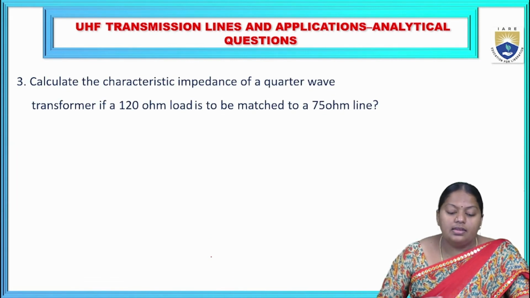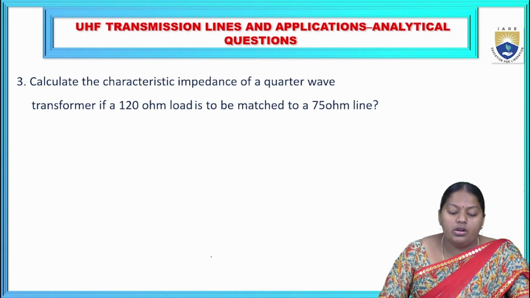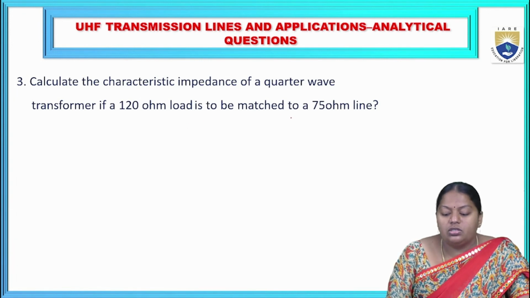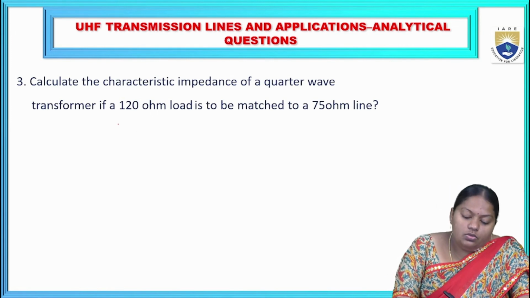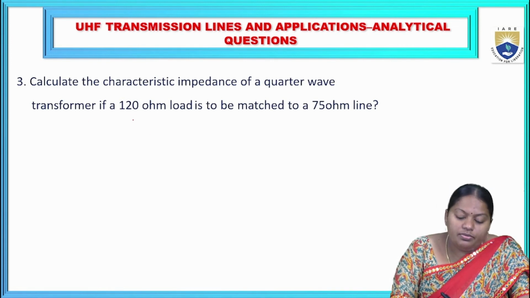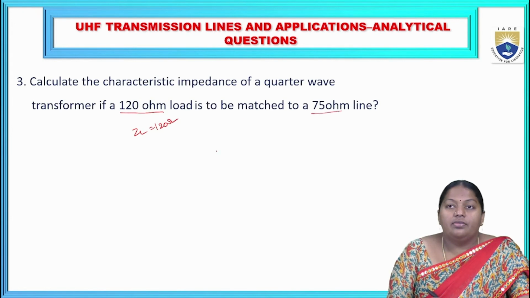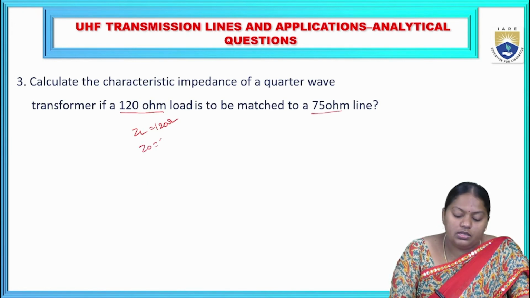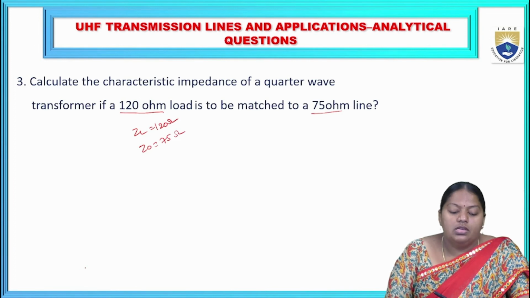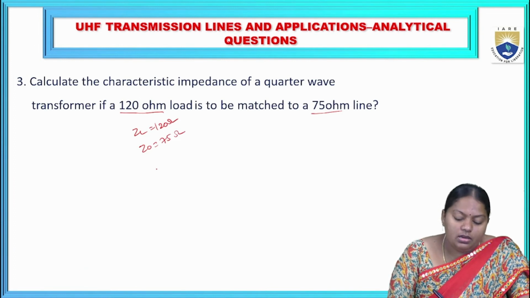Next, calculate the characteristic impedance of a quarter wave transformer if a 120 ohm load is to be matched to a 75 ohm line. Right? So, for the quarter wave transformer, the 120 ohm load means ZL is given as 120 ohms, matched to 75 ohms, meaning Z0 is equal to 75 ohms. Then the characteristic impedance can be found.